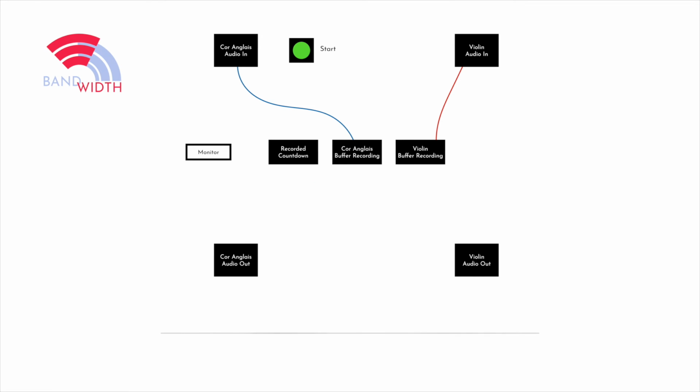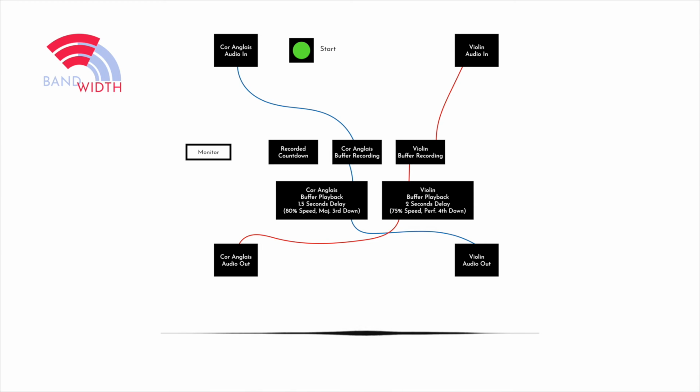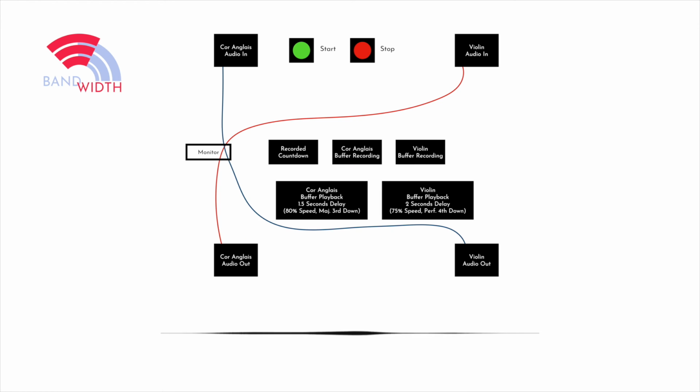In Night Meeting, the cor is delayed by 1.5 seconds, while the violin is delayed by 2 seconds. After these respective times have elapsed, the playback from the buffers are triggered, 80% speed for the cor and 75% for the violin. The delayed cor audio is then sent through the violin headphones on my end, while the delayed violin is sent through Source Connect. The patch is also built with a stop button that when pressed fades out the delayed audio and turns back on the monitor.